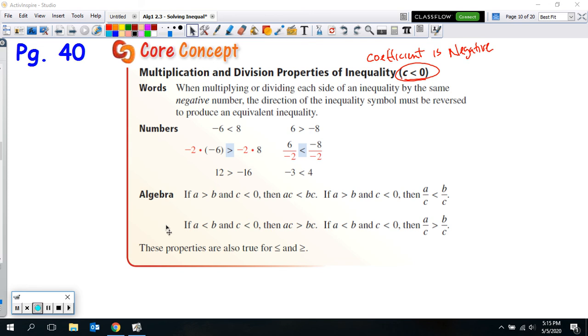Okay, so now for the other part of this lesson, what happens when we multiply or divide with a negative. That's what this is saying. C, the number you're multiplying or dividing by is less than 0, which means that the coefficient is negative. So the number that you're multiplying by, or dividing by, is a negative. Look at what's in red again. Now we have a -2 here. We're multiplying by -2, or we're dividing by -2.